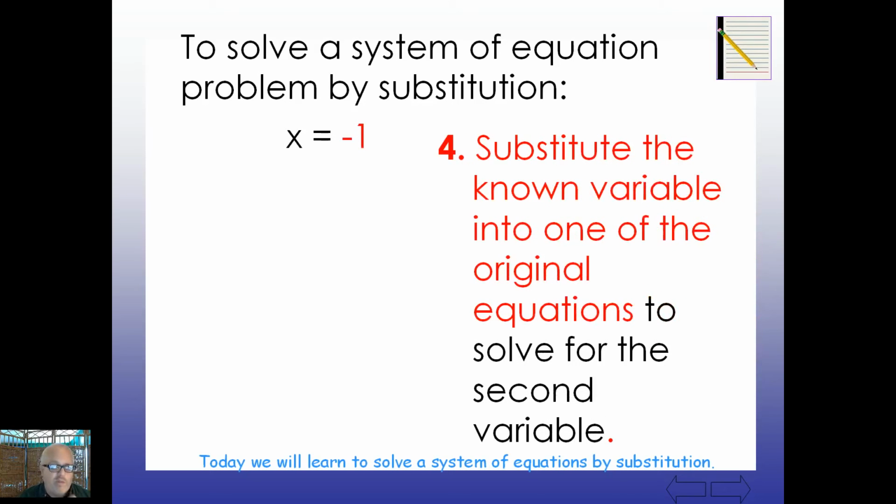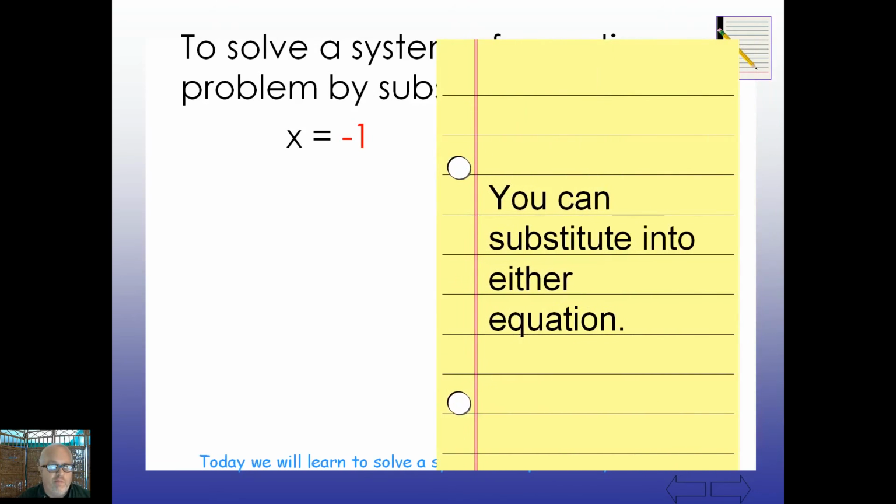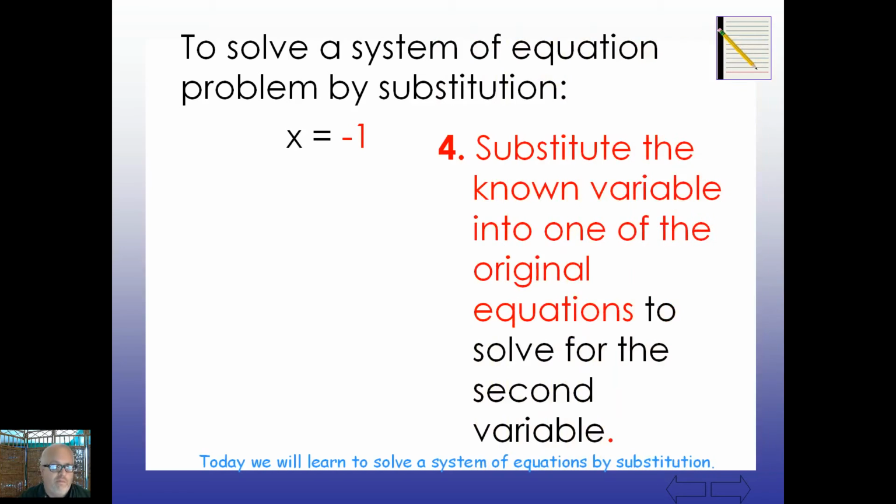Now, step 4: substitute the known variable into one of the original equations. So remember, we can substitute into either equation. And then we'll be able to solve for, in this case, y.